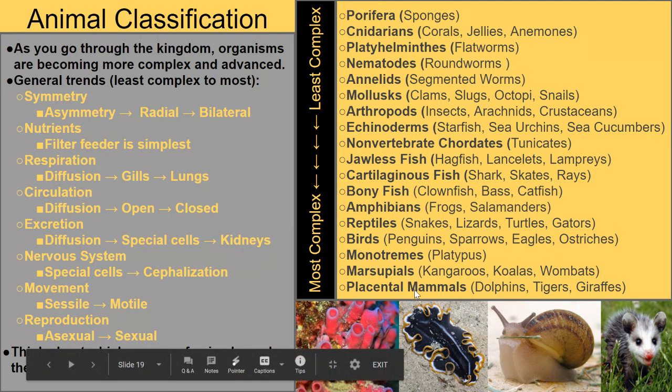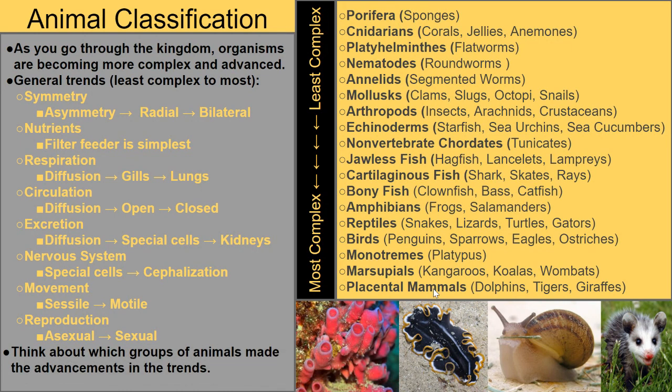And then we have placental mammals. That means they're mammals who carry their young inside. And that's dolphins, tigers, giraffes, and even humans. So these are just in order from least complex to most complex animals.